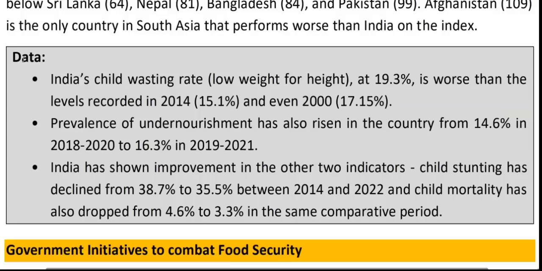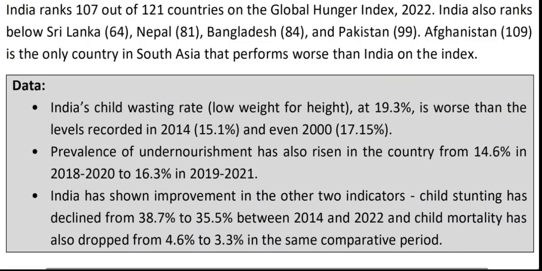Also, India has shown improvement in child stunting, which has declined from 38.7% to 35.5%, and improvement in child mortality, which has also dropped from 4.6 to 3.3%. And what is child stunting? Child stunting is basically when a child is too short for his or her age and is the result of chronic or recurrent malnutrition. So you can say that child stunting is a contributing risk factor to child mortality and is also a marker of inequalities in human development.